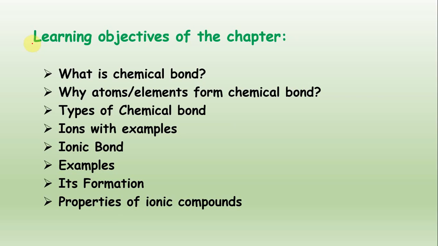Now these are the learning objectives of the topic. Number 1, we will discuss what is a chemical bond and why atoms or elements form chemical bonds, types of chemical bond, ion with different examples. Then we will discuss the ionic bond, the one type. Today we will discuss only one type of the chemical bond, that will be the ionic bond, along with its examples, its formation and its properties.